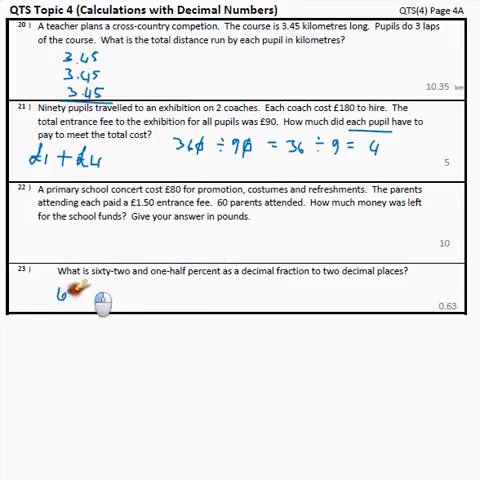62.5%, 62.5%. If you change the percentage to a decimal, you divide by 100. Move the point back 1, 2. It becomes 0.625. And you round this to 2 decimal places, the 5, make that one more. So it is 0.63. Okay? Pause the video if you still want to look at that. I'm moving on.